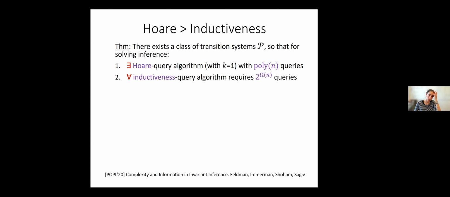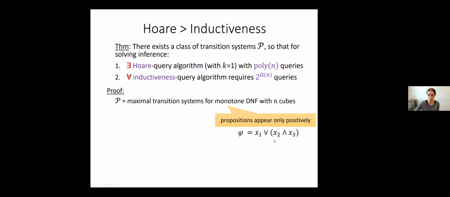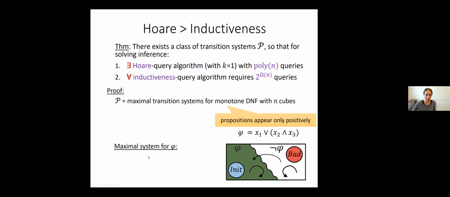Okay, and I will give again some ideas about the proof. So let me tell you what this class of transition systems is. The class of transition systems is the set of maximal transition systems for monotone DNF with n cubes. Monotone DNF, we already mentioned. Monotone just means that all the propositions appear positively. This is an example of a monotone DNF formula. And a maximal transition system for a formula is a transition system that includes all the transitions that do not violate inductiveness of this formula phi.